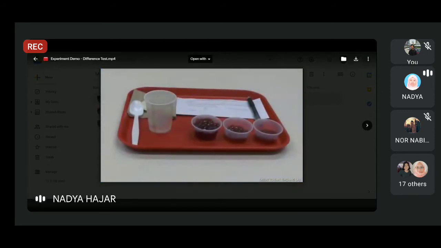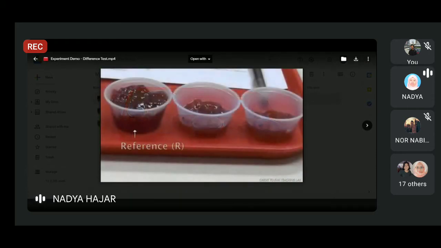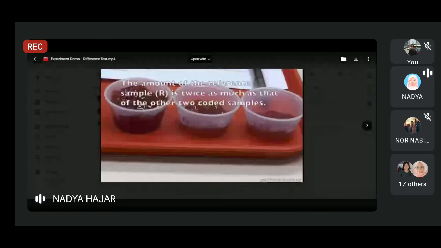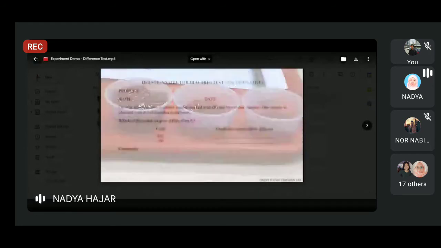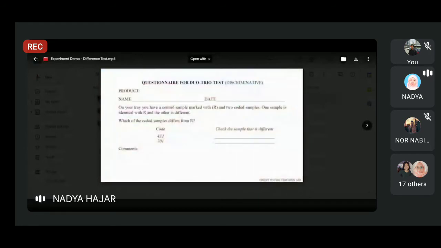A dual trio test is set up as follows. 3 samples are again used, but this time 1 is used as a reference sample, and the panelists must identify which of the remaining 2 coded samples they believe is different compared to the reference. It's important to note that the quantity of the reference sample should be 2 times the amount of the coded sample. Here is an example of a dual trio test questionnaire.